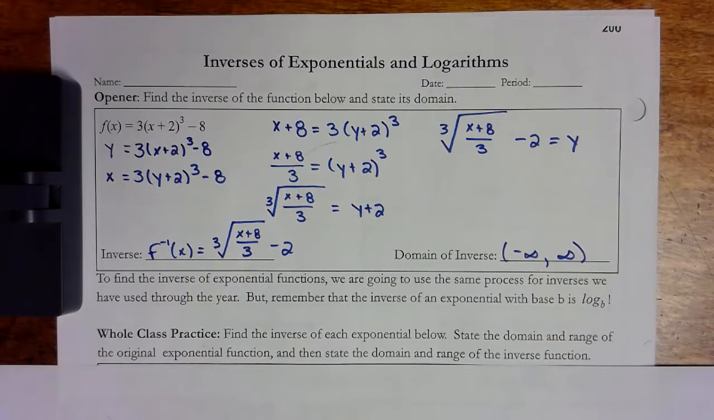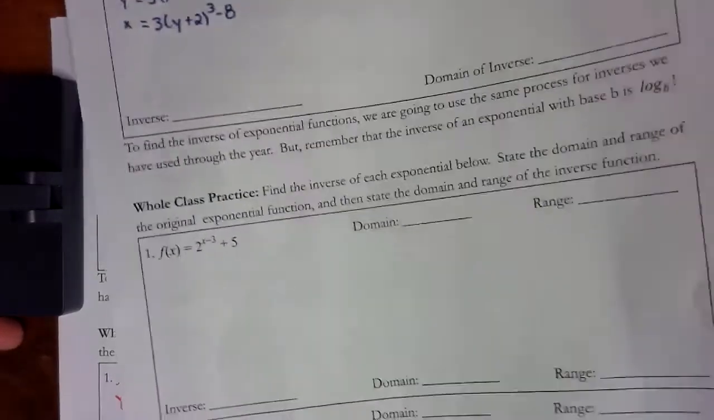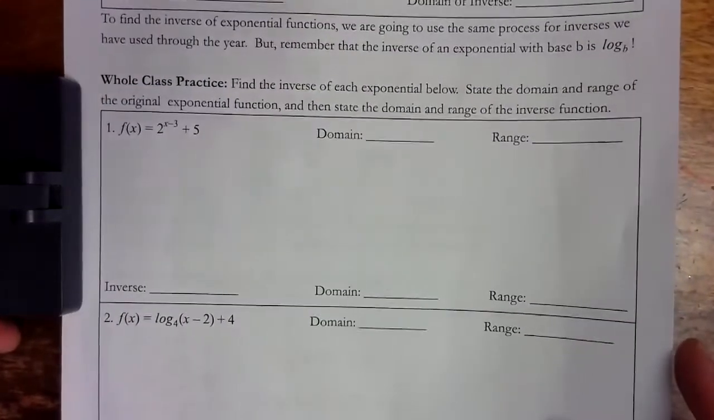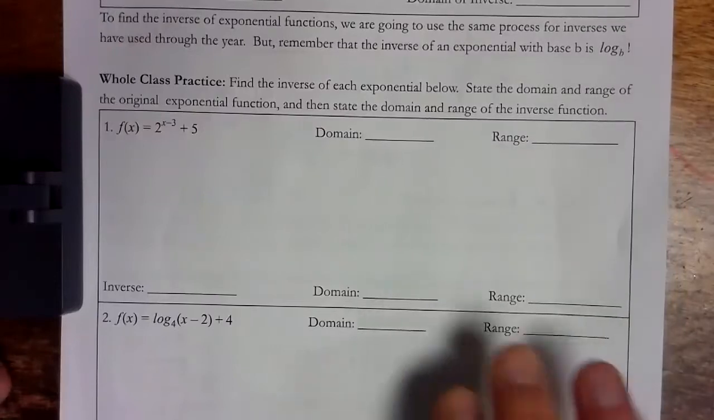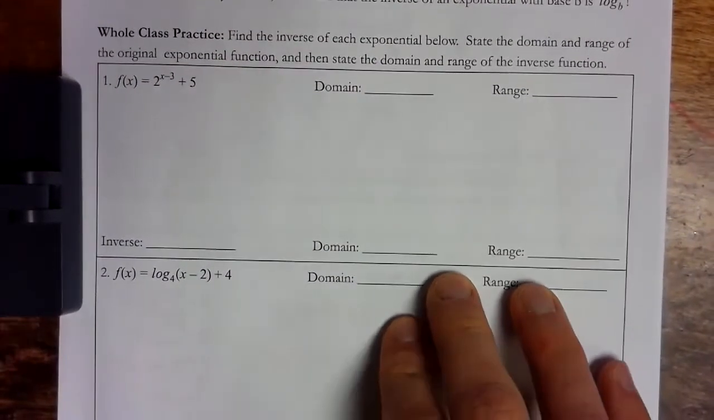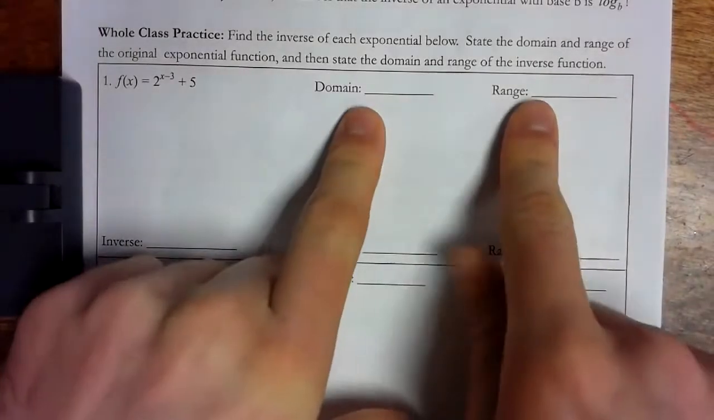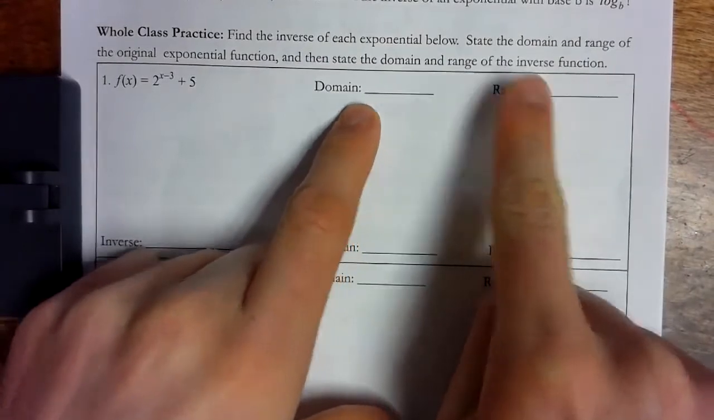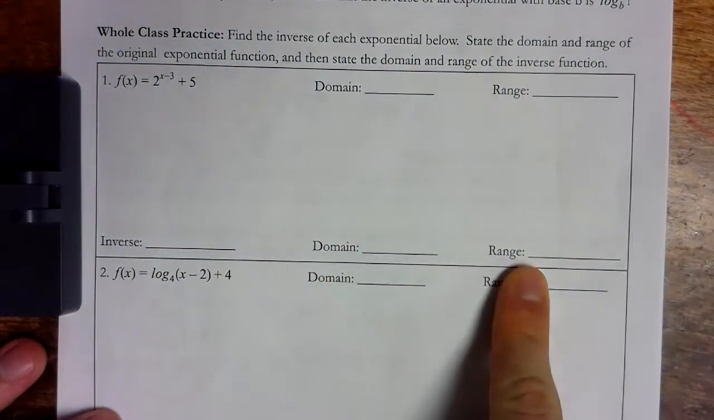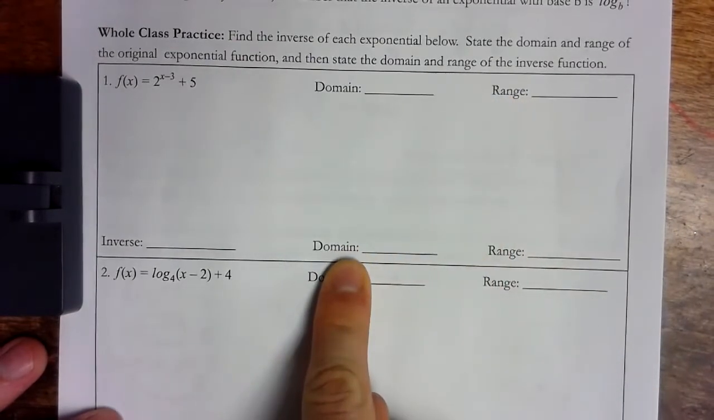Now we're going to do this exact same thing with exponentials and logs, where we're going to solve for the inverse by switching x and y. So let's go ahead and jump right into it. Before we start working on finding the inverse, I like to start with the domain and range, because if I find the domain and range of my original, the original domain is the range of my inverse, and the original range becomes the domain of the inverse.